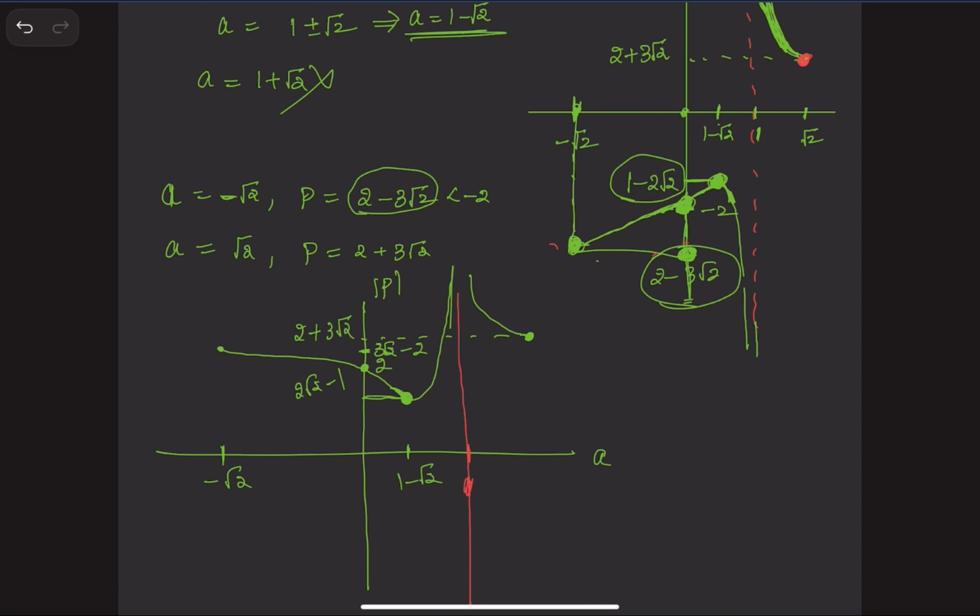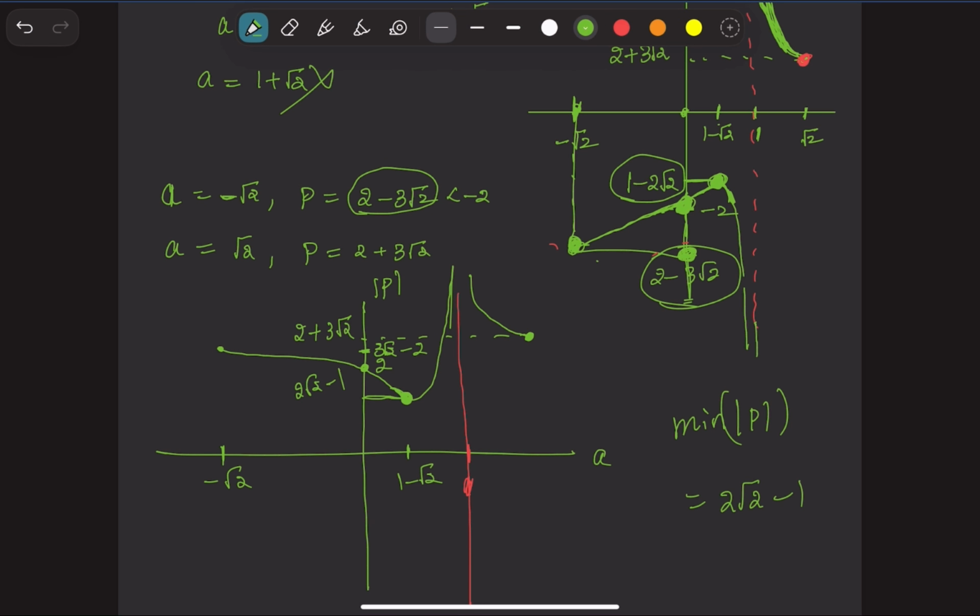Now we have to find the minimum value of mod p. So this is the graph of mod p. Therefore the minimum value is whatever you get at this point, which is 2 root 2 minus 1. So therefore the minimum value of mod p is 2 root 2 minus 1.